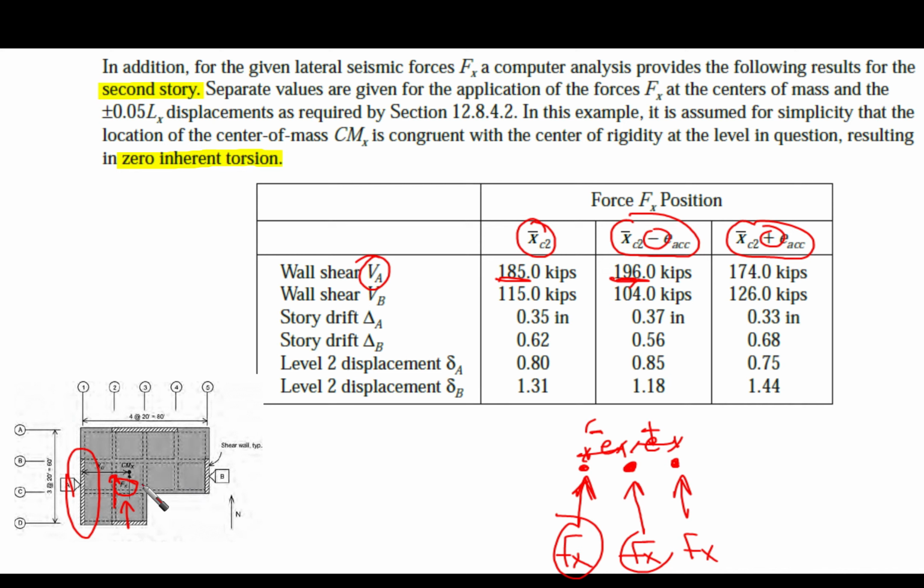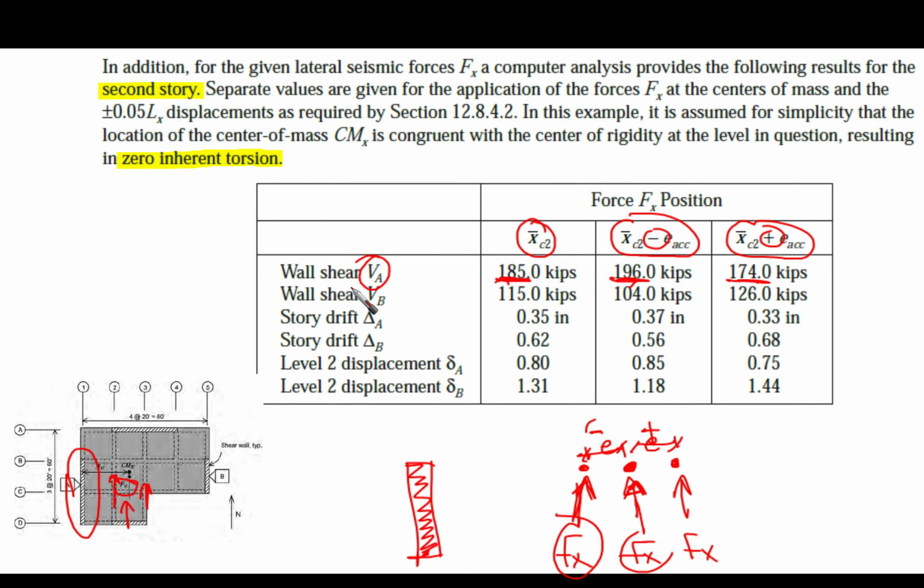However, if we put the force here, we're expecting the force to be less than the original case, right? So if we are talking about this wall, which is wall A, this is the original case, which is 185. This case is going to be 196, but here the shear force is going to be 174.